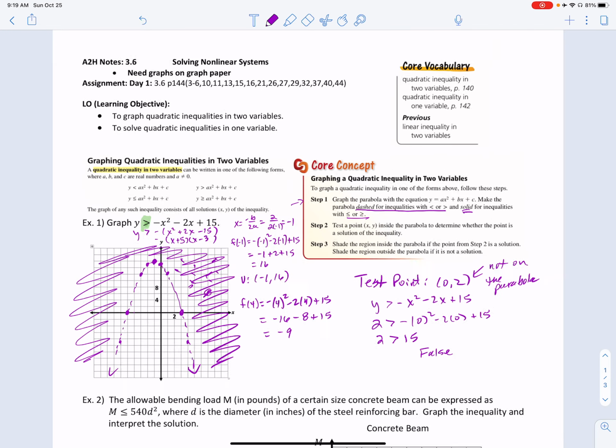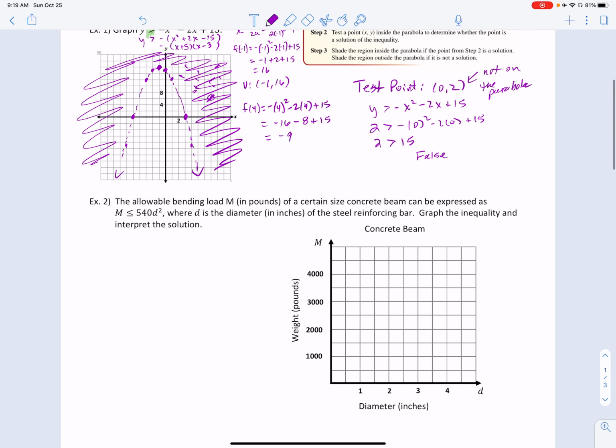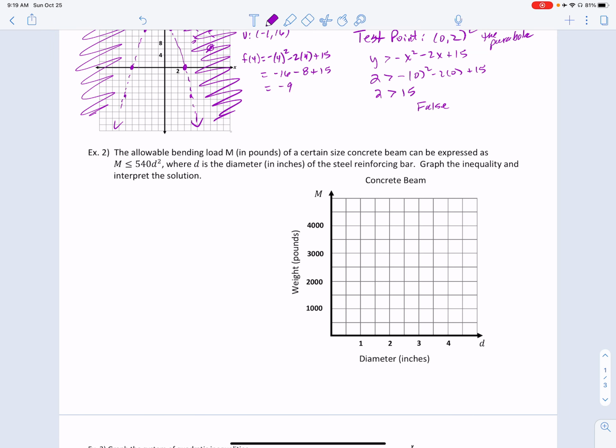Okay, so then an application of this is example 2. The allowable bending load, M in pounds, of a certain size concrete beam can be expressed as M is less than or equal to 540 d squared. So if you want to think of that as y is less than or equal to 540 x squared, this is quadratic because the x is being squared. It's an inequality because it's not an equation, it's not equal.